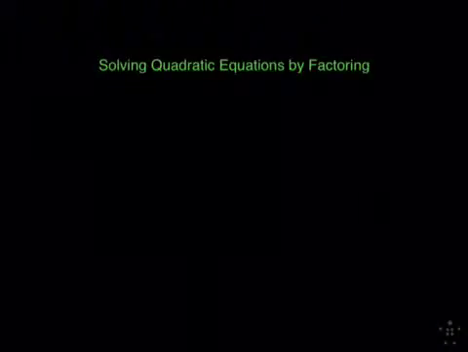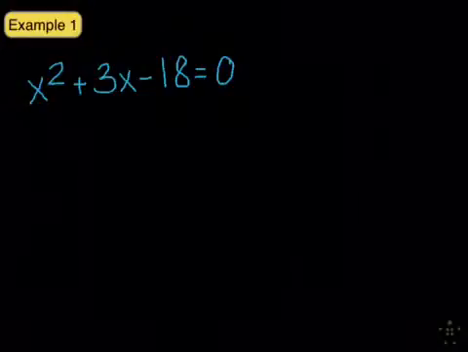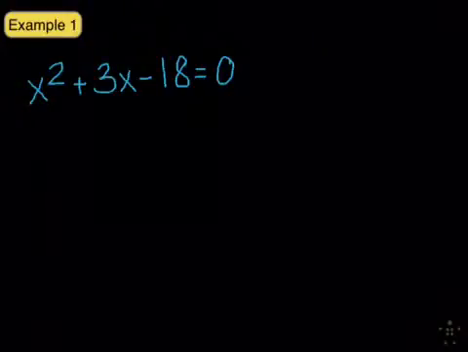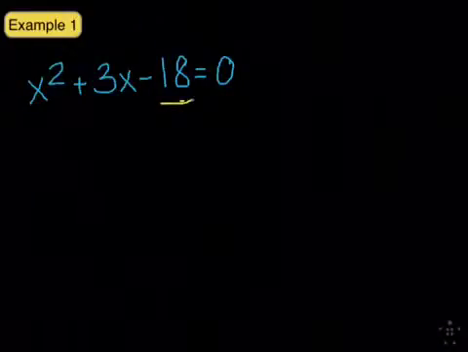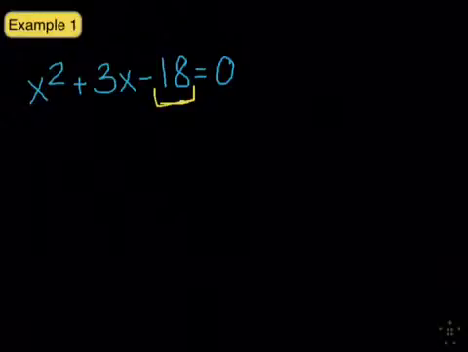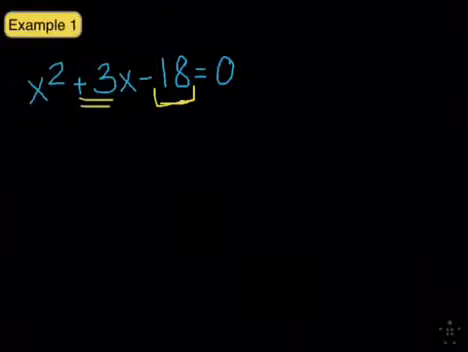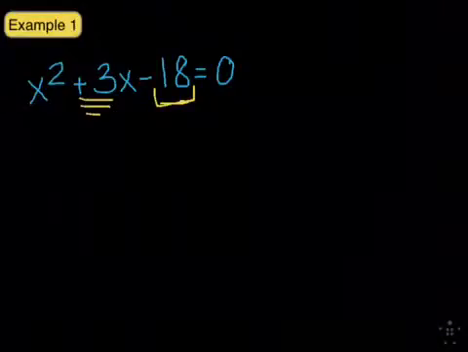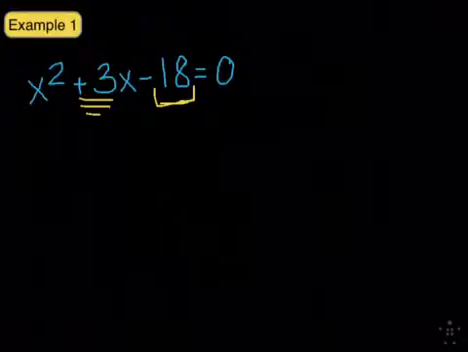Here's our first example. I want to solve this by factoring. So you have to remember your factoring rules. Remember, you're saying what numbers will multiply to this last number, and then when you combine them together, you get the middle number. Think about the two factors that multiply to negative 18 that'll add and give you a 3.